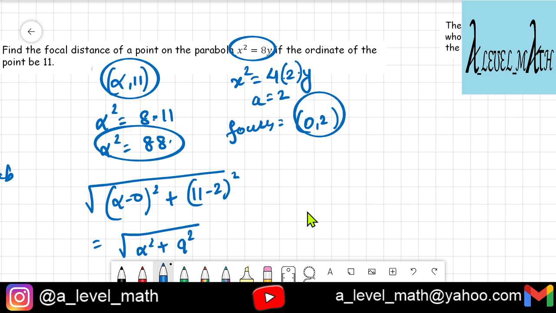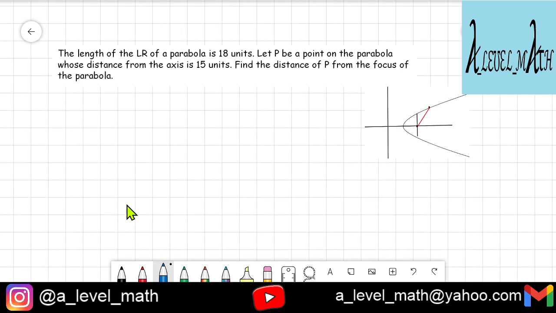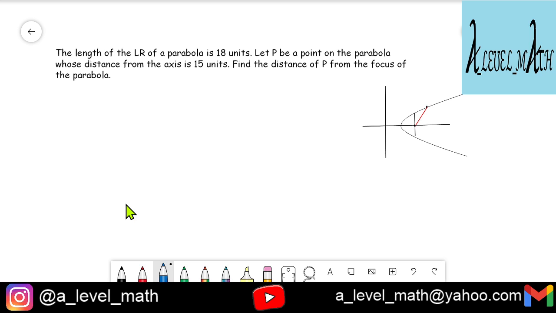We were not actually asked to find out the coordinates of the point. Let's take up the next question. The length of the latus rectum of a parabola is 18 units.